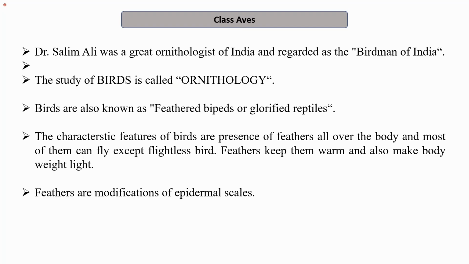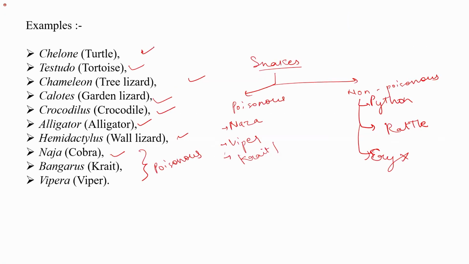One thing I forgot to mention is that the study of reptiles is known as herpetology. Right?